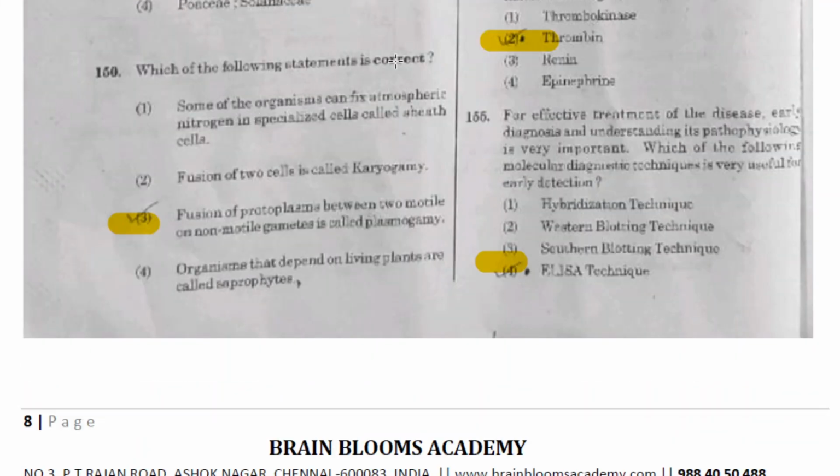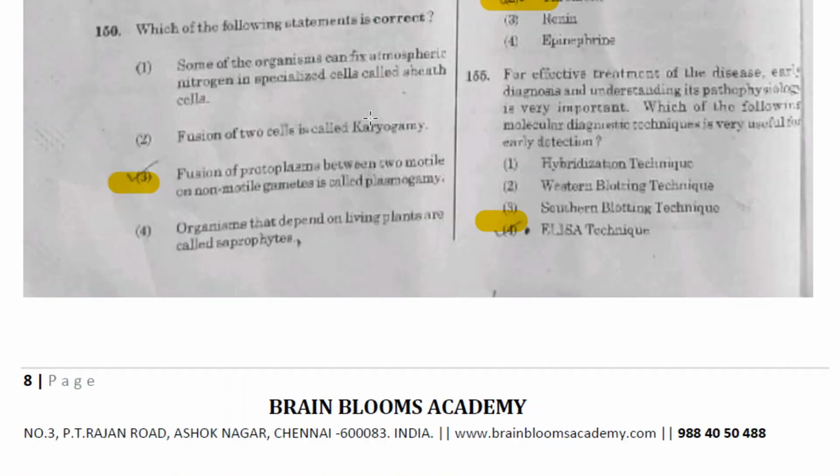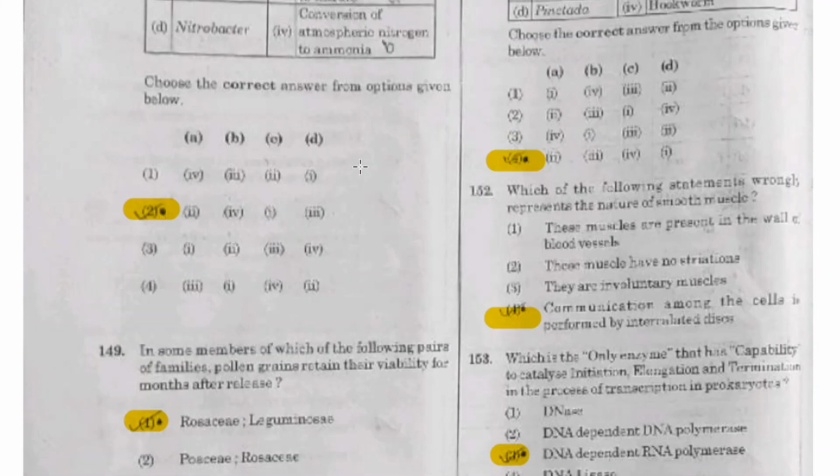Which of the following statements is correct? Some of the organisms can fix atmospheric nitrogen, in specialized... it is not a specialized cell. Heterocyst. Okay, so fusion of 2 cells is called plasmogamy. Here nucleus only is called karyogamy. Fusion of protoplasm. This is the correct option.